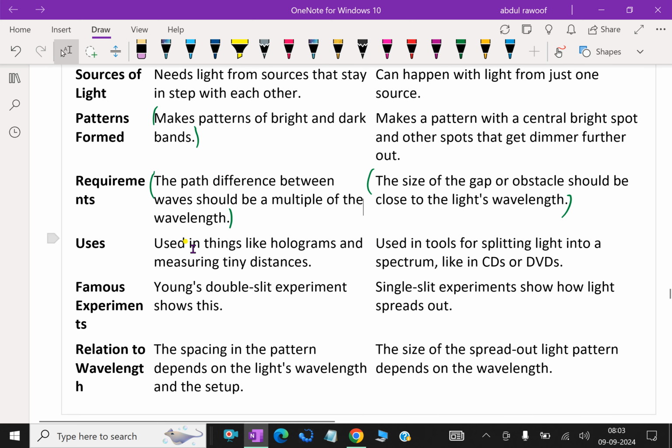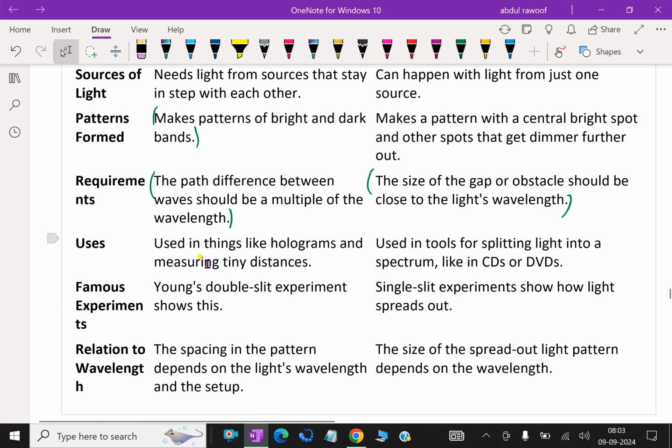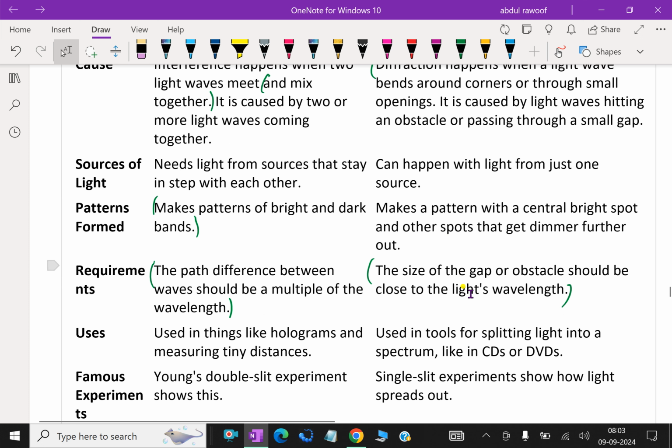Interference is used in things like holograms and measuring tiny distances. Diffraction is used in tools for splitting light into a spectrum, like CDs and DVDs.